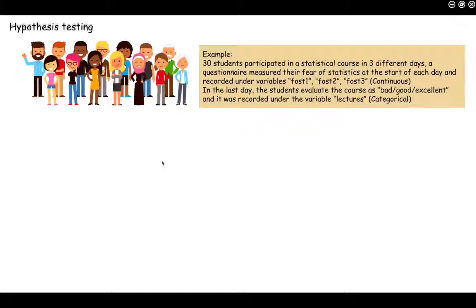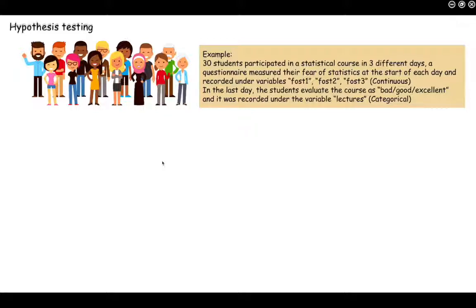In this example, let's say we have 30 students who participated in a statistical course on 3 different days. At the beginning of each day, a questionnaire is introduced to them, and it measures their fear of statistics at the start of each day. We are going to record this in SPSS under different variables, fear of statistics as FOST1, FOST2, FOST3 for day 1, day 2, and day 3.